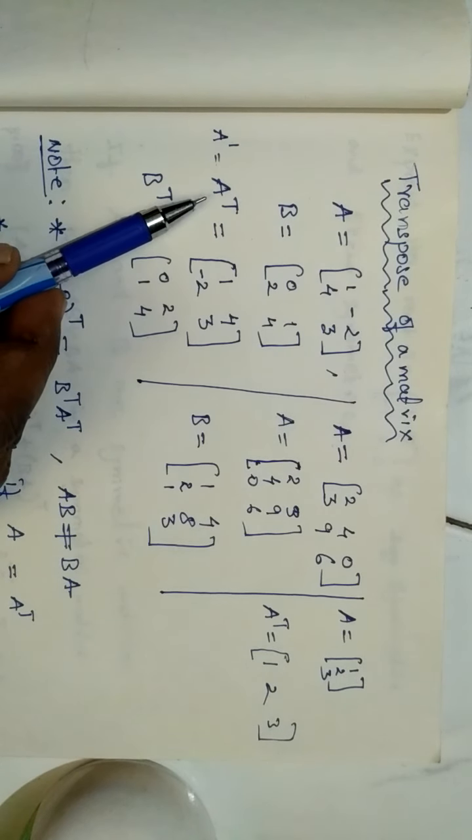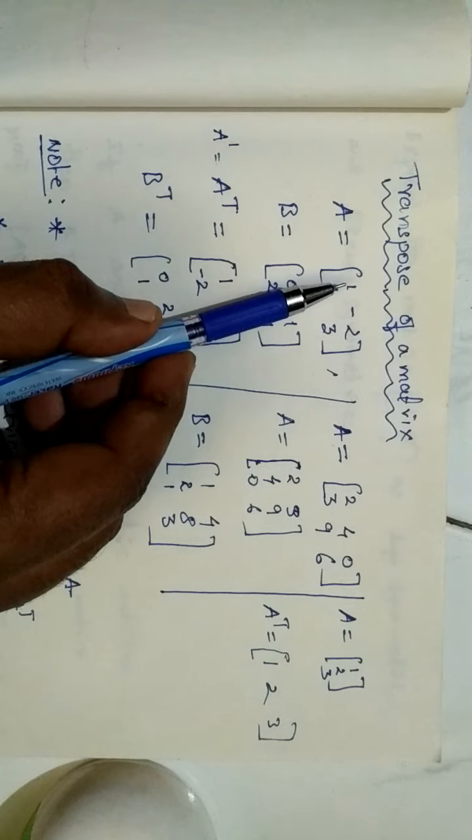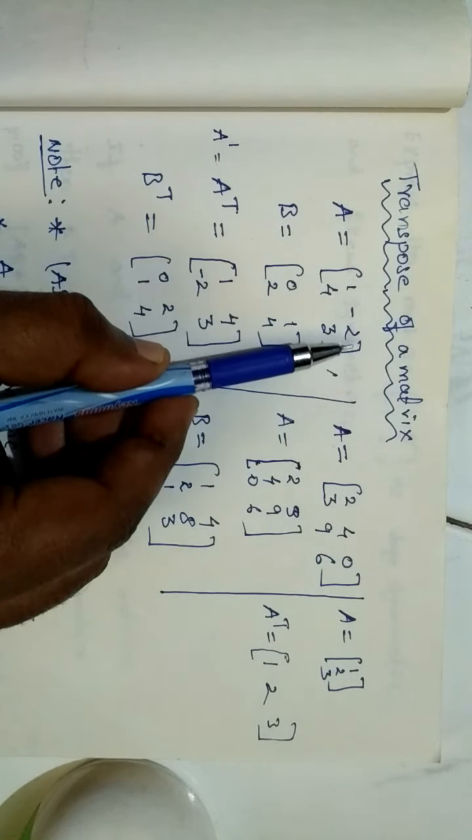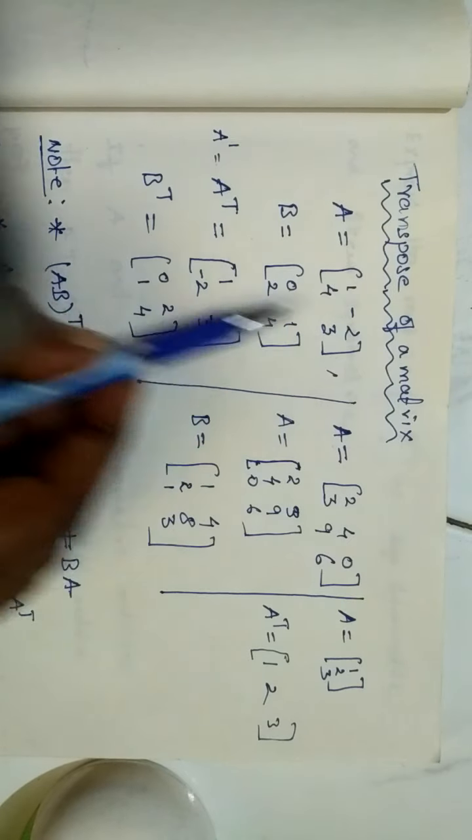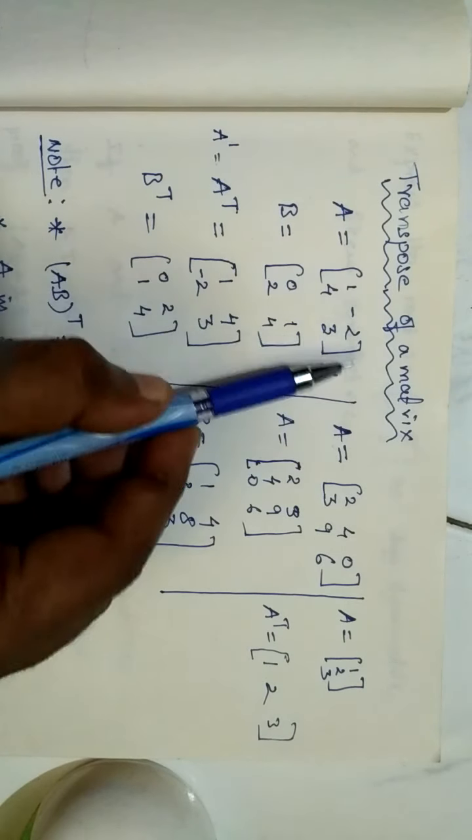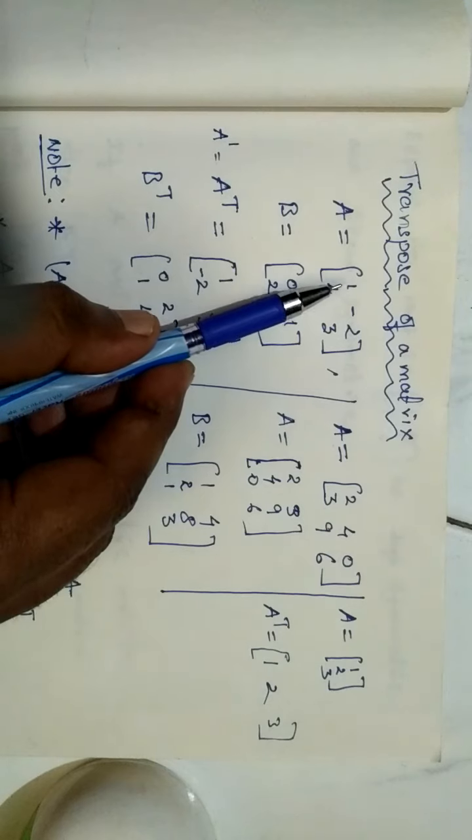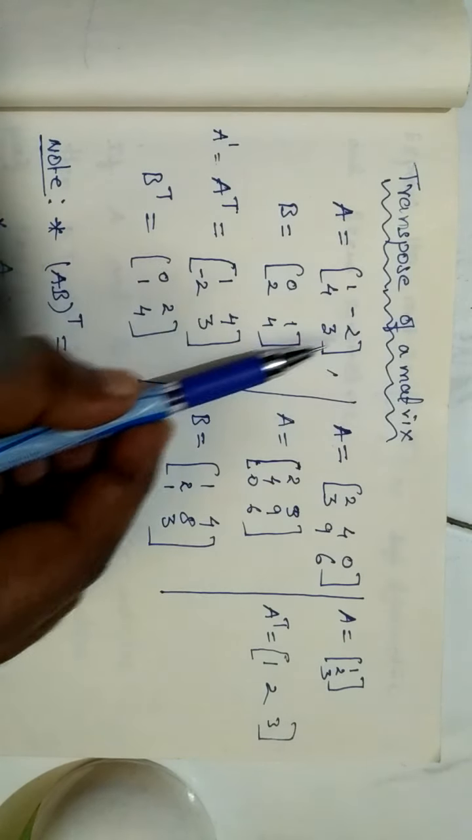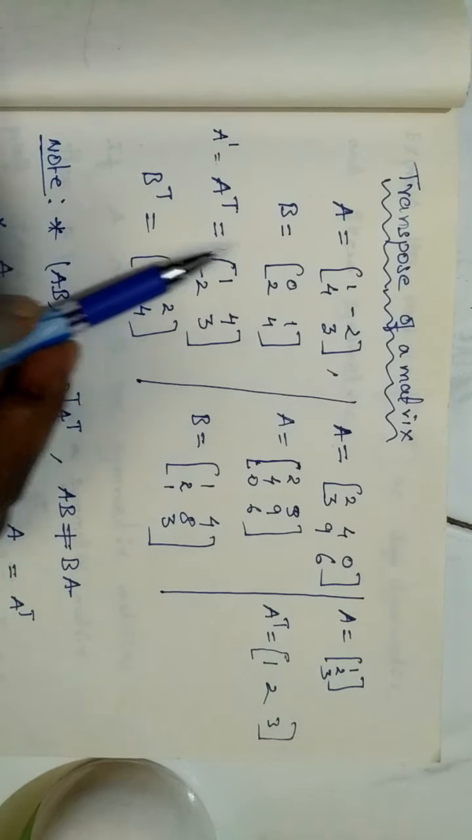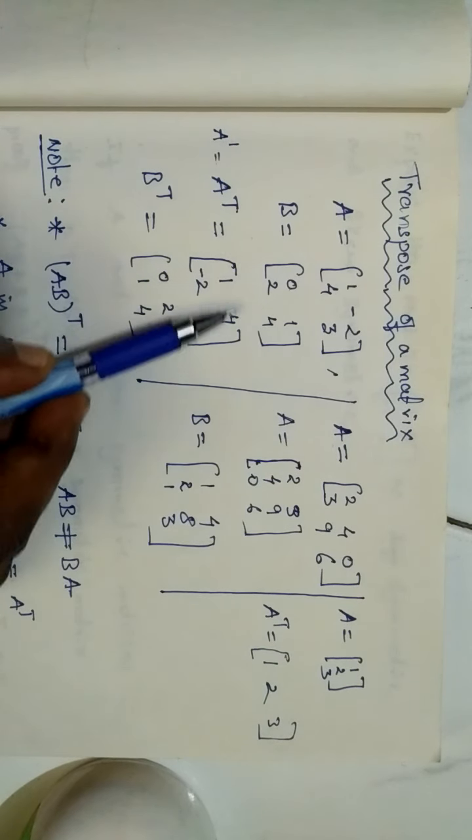So A transpose is nothing but writing the rows of matrix A as columns. So rows you have to write as columns. This row, 1 and minus 2, if you write it as a column, you get like this, and the second row you have to write as a column. So this is nothing but A transpose.